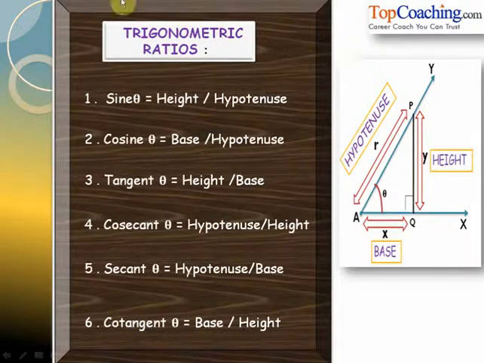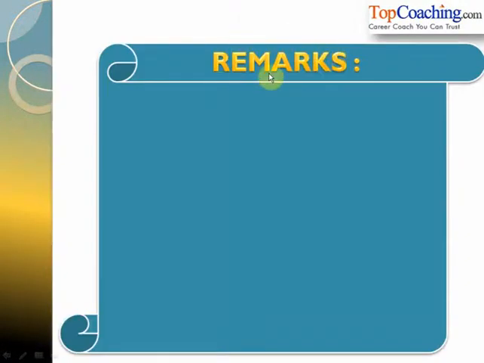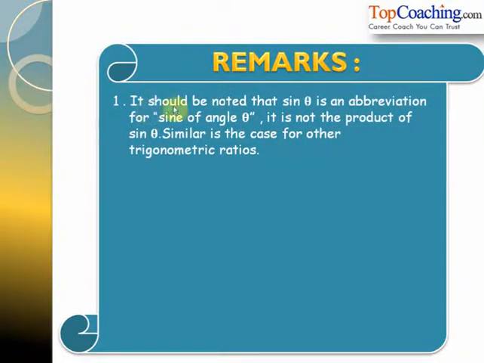Now, based on these trigonometric ratios, there are a few remarks which we need to remember. The first is, it should be noted that sine theta is an abbreviation for sine of angle theta. It is not the product of sine and theta. Actually it is an operation on theta. Similar is the case for other trigonometric ratios. For all the 6 trigonometric ratios, the rule is it is just an operation on theta. It is not the product of sine and theta.